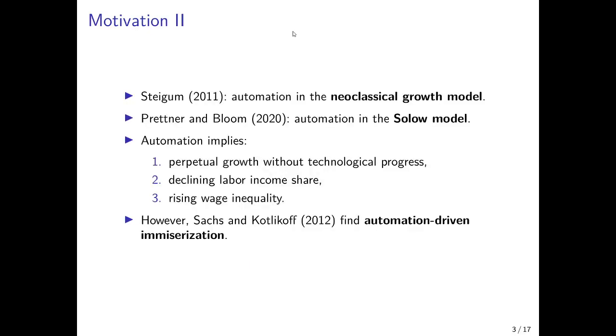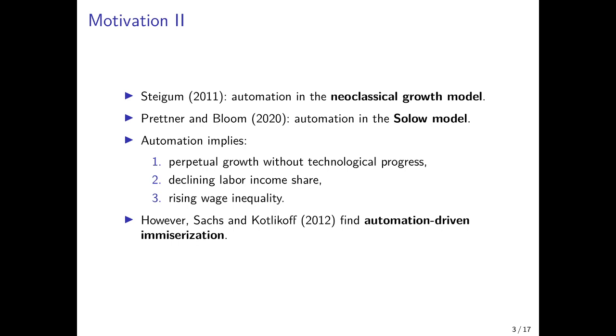Now, what has the literature shown up to now? Steigum, in a very interesting paper in 2011, showed that automation has the potential to lead to perpetual growth in the neoclassical growth model. And in the chapter on the Solow model with automation, we have seen that this also holds true in the Solow framework. In general, the literature seems to be in agreement that automation leads to faster growth in some sense, and in some frameworks growth even becomes only possible with automation if there is no technological progress. Then, that automation leads to a declining labor income share, so it can explain part of the declining labor income share we have observed since the 1970s and 1980s, and it can imply rising wage inequality.